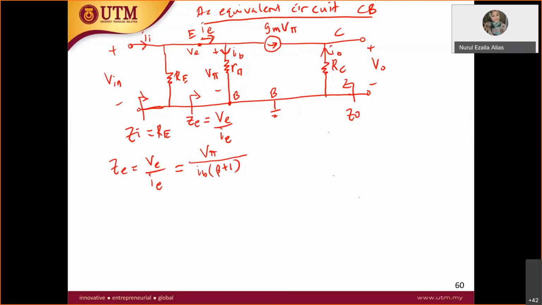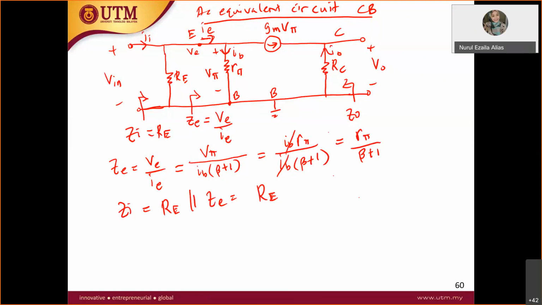Yes, I can, because I want to cancel out this V pi. Usually I say V pi equals IB R pi, and this one is IB times beta plus 1. Therefore you cancel out, and you have the portion R pi over beta plus 1. Finally, your Z in is equal to RE parallel with ZE, which is RE parallel with R pi over beta plus 1. Quite straightforward, this thing.